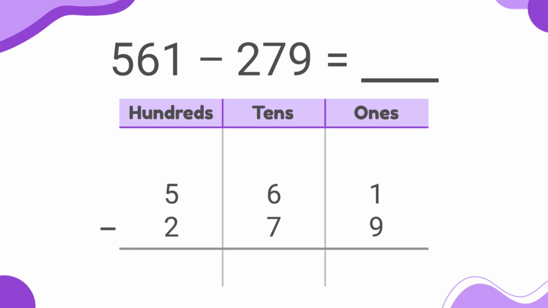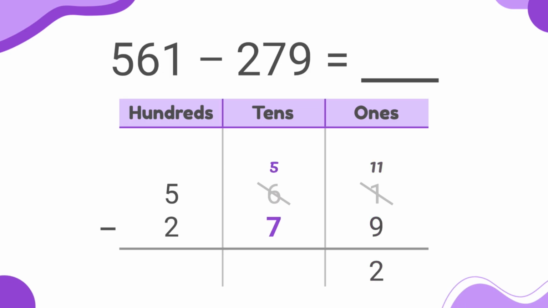Nice! Let's subtract. We'll start in our ones place. We have 1 one minus 9 ones. We cannot subtract 9 from 1, so we will need to regroup. We can take 1 ten from the tens place and add it to the ones place. 6 tens become 5 tens, and 1 one becomes 11 ones. Nice! Now we can subtract. 11 ones minus 9 ones is 2 ones.